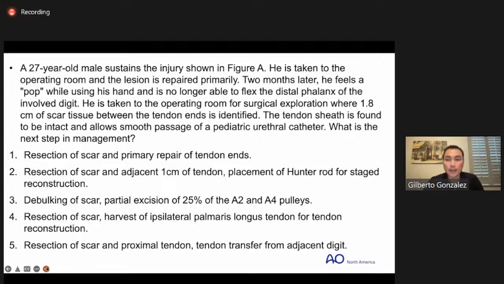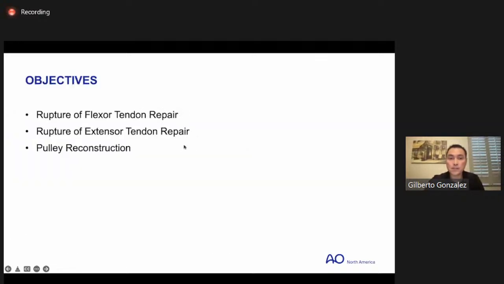Number 1, resection of the scar and primary repair of the tendons. Number 2, resection of the scar and adjacent 1 centimeter of tendon, placing a Hunter rod. Number 3, debulking the scar with partial excision of the tendon. Number 4, resection of the scar and harvest of the ipsilateral palmaris longus for reconstruction. And number 5, resection of the scar in the proximal tendon with tendon transfer to the adjacent digit. So choose your favorite, and we're going to go over them at the very end.